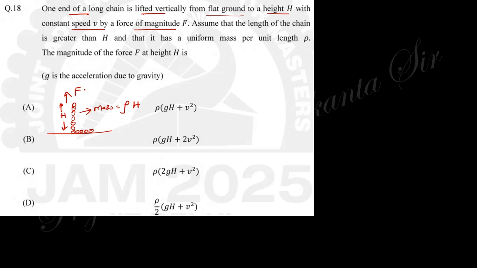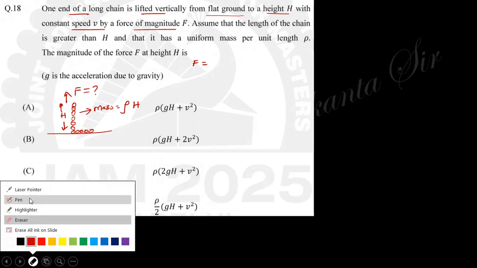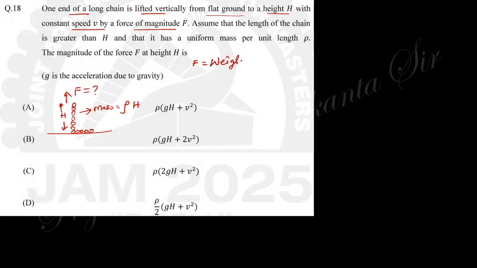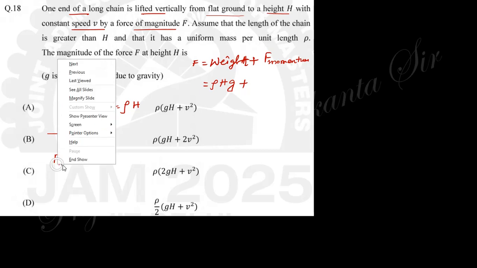What will be the magnitude of the force? So this force will be equal to the weight of this portion plus the change in force due to momentum change. So weight is nothing but mass into g. Mass is rho h, into g. And the change in momentum, what is the change in momentum? Force due to momentum change.